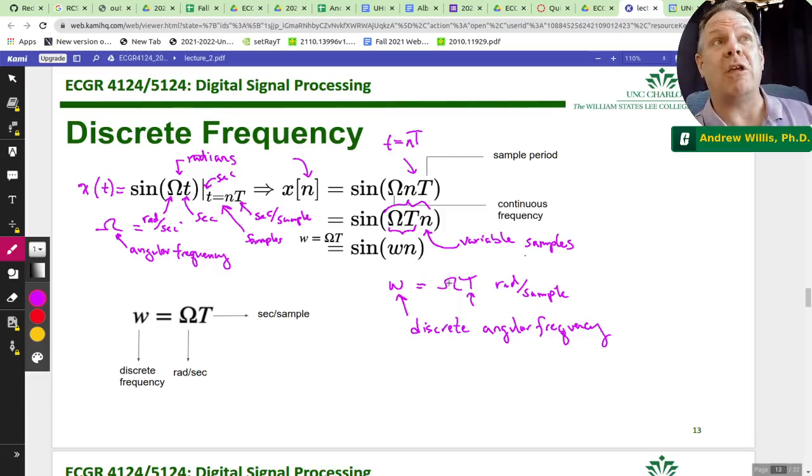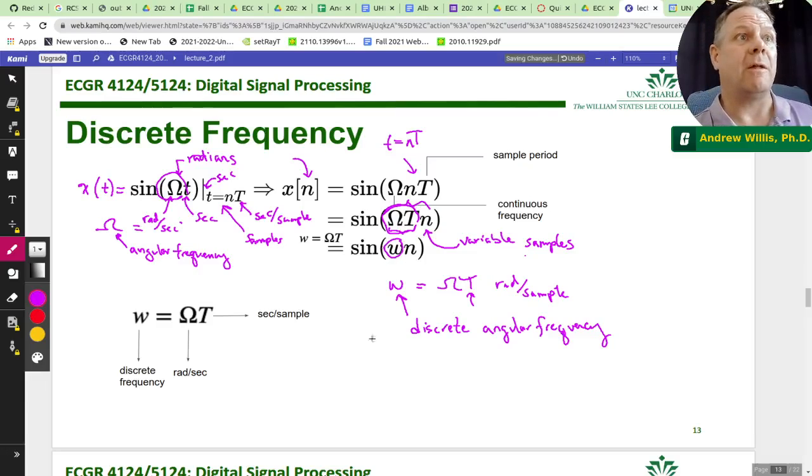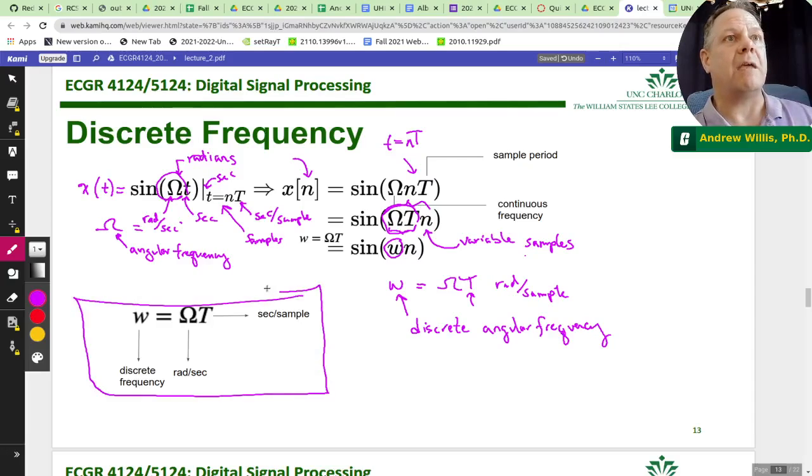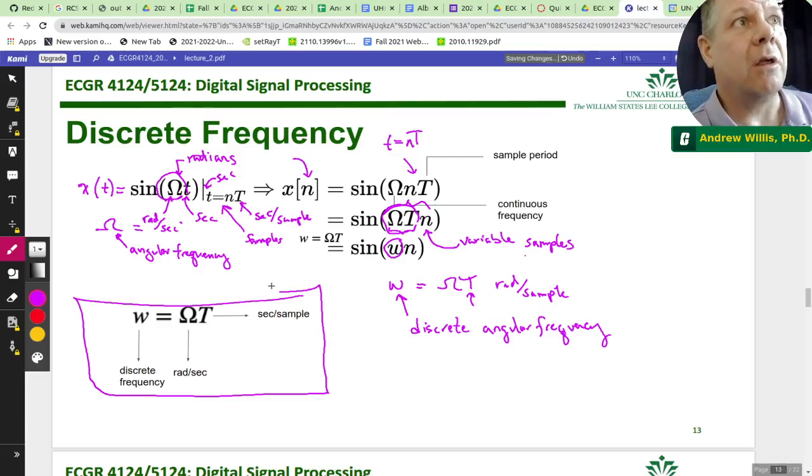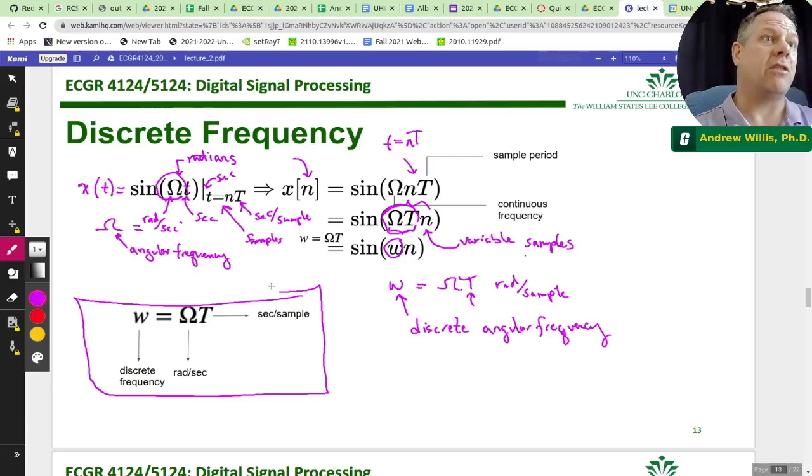In continuous time it was omega, this omega value. But in discrete time, it's omega times the sample period, which we call little omega, and that's discrete angular frequency. That leads us to this equation, which is just a restatement of the notes that I've already written down. Little omega is equal to capital omega times T, where capital omega is the angular frequency of the sinusoid in the continuous domain, and capital T is the sample period.